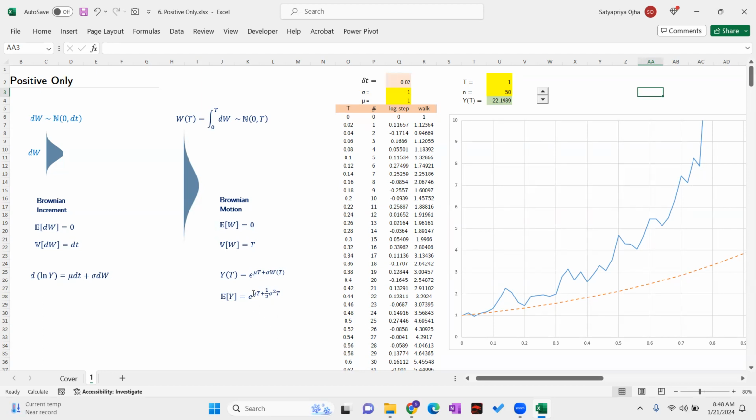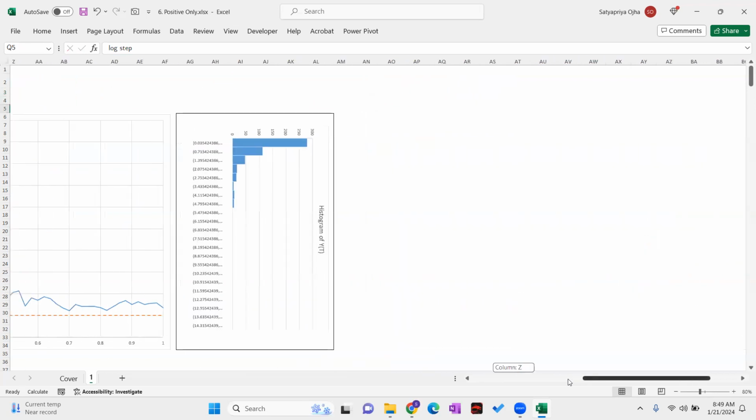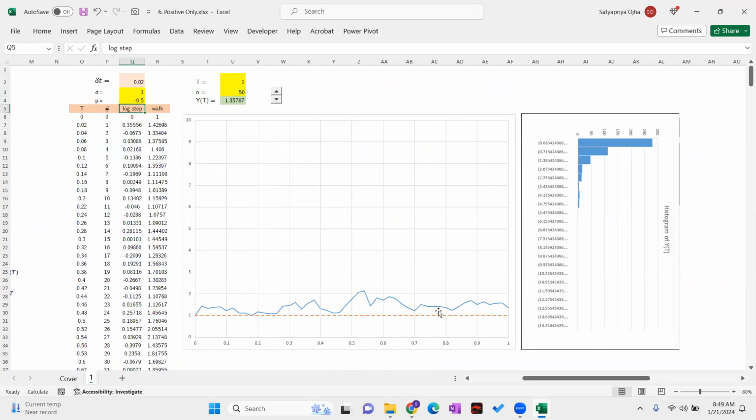We can. If you choose mu equal to minus half sigma square, the whole thing in the exponent will become 0. You get e to the power 0, which is 1. Same expectation. There is no dependence on time. Let's do that. Mu equal to minus 0.5 times sigma times sigma. Look at this. No drift.